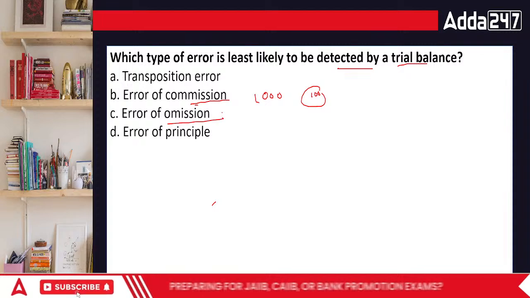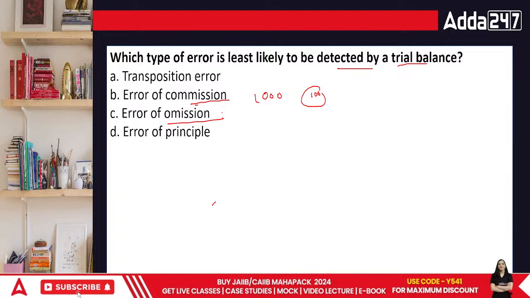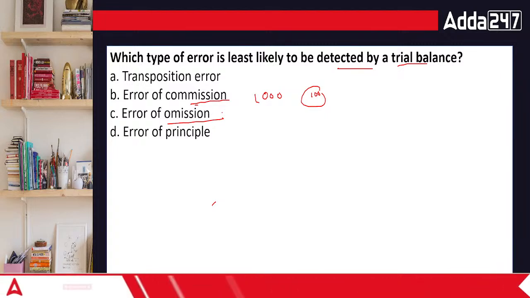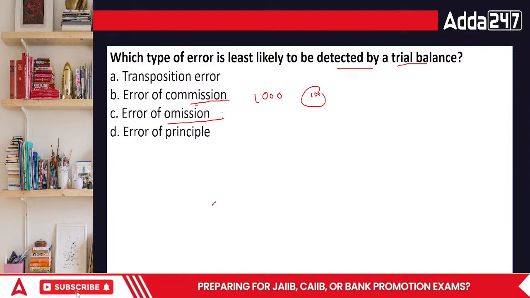Then comes error of omission. Omission matlab, if we talk about error of omission, what does it mean? That means I forgot to record something. When you forget to record something, that is to be covered here as error of omission.